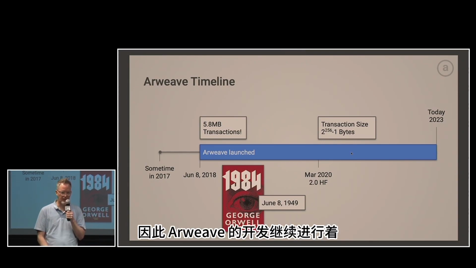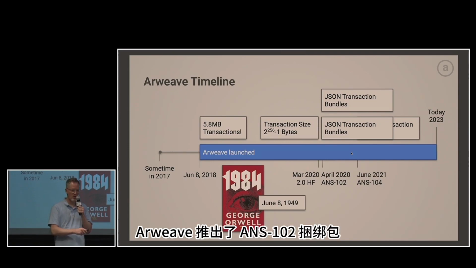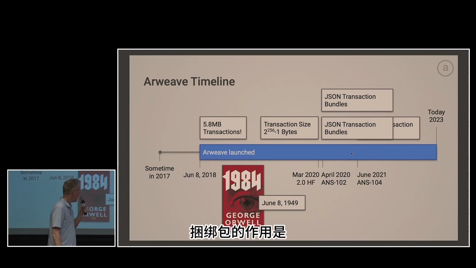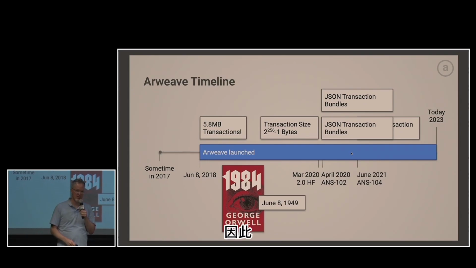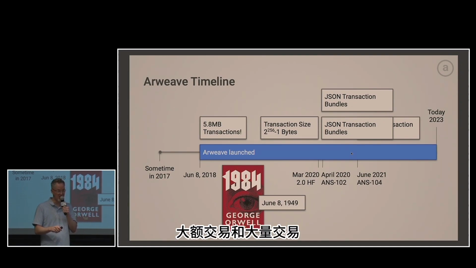So Arweave development continued. And a month after the large transactions were introduced, Arweave rolled out ANS-102 bundles. Apologies for the layout here. And what bundles did is allow these very large transactions to include many other transactions. And so Arweave started to scale in two dimensions: large transactions, and large volumes of transactions.